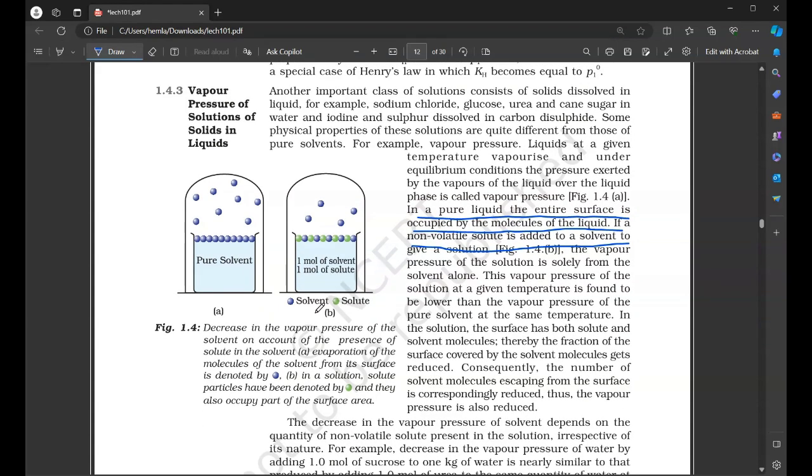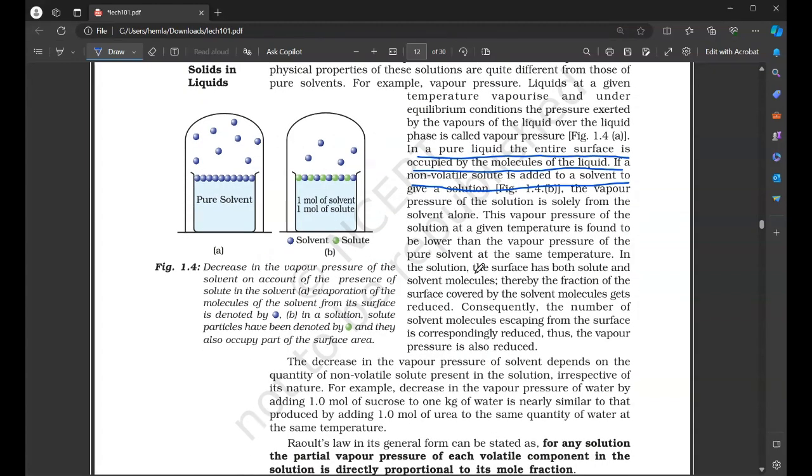there is a decrease in vapor pressure of the solvent. The vapor pressure of the solution at a given temperature is found to be lower than the vapor pressure of the pure solvent at the same temperature. In the solution, the surface has both solute and solvent molecules. Thereby, the fraction of surface covered by solvent molecules gets reduced. Consequently, the number of solvent molecules escaping from the surface is correspondingly reduced. Thus, the vapor pressure is also reduced.